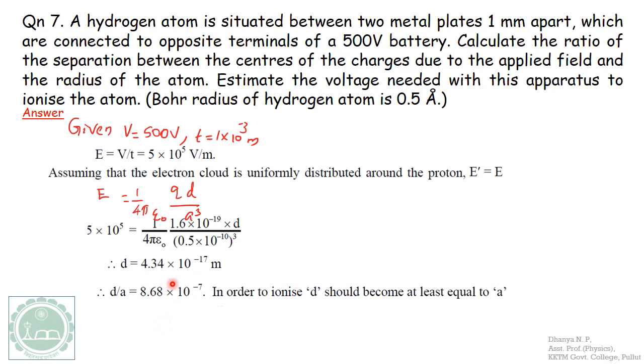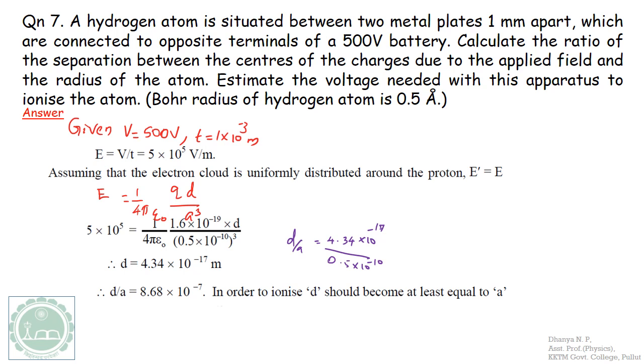d by a is equal to 4.34 into 10 raised to minus 17 divided by a, 0.5 into 10 raised to minus 10. It is equal to 8.68 into 10 raised to minus 7. And in order to ionize, d should be at least equal to a.